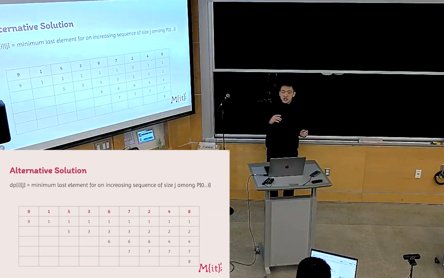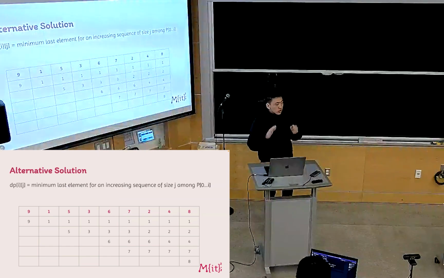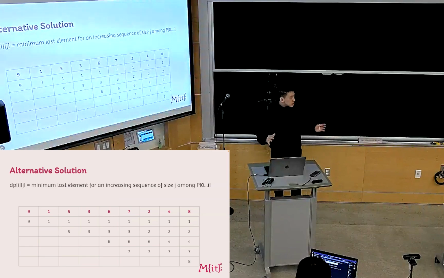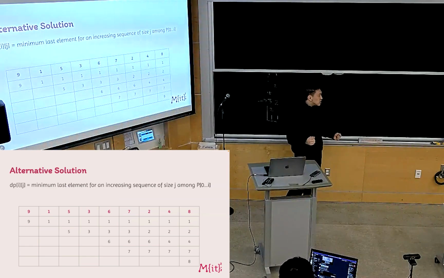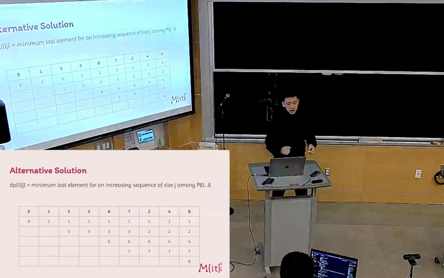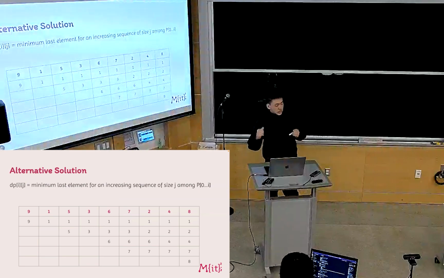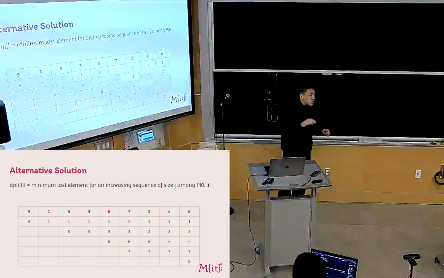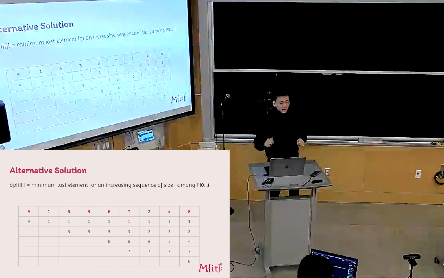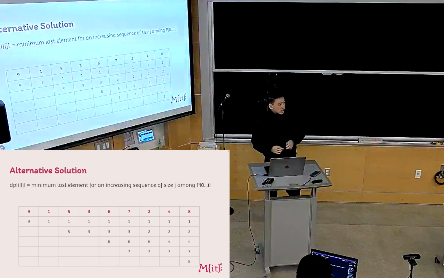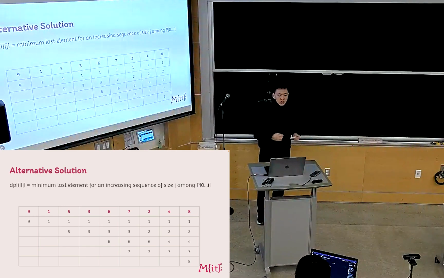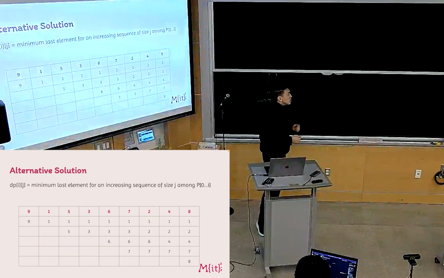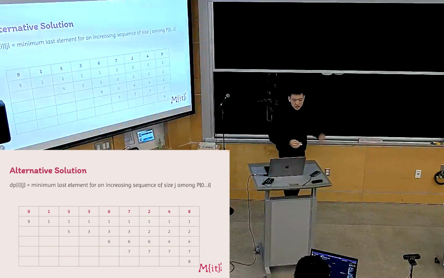So let's say our DP stores, again, we're operating over a prefix of the permutation so that we get nice subproblems. But now, let's say that we have an increasing sequence of size j, and we want to find the minimum possible last element within this permutation. And again, we're phrasing this in a pretty interesting way, and the reason we frame this is so that it makes our transitions slightly easier.